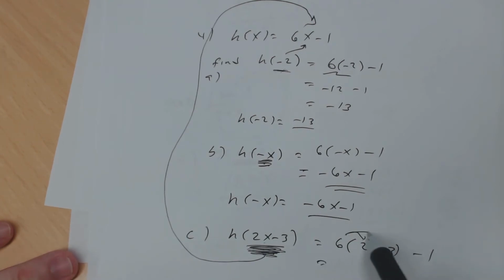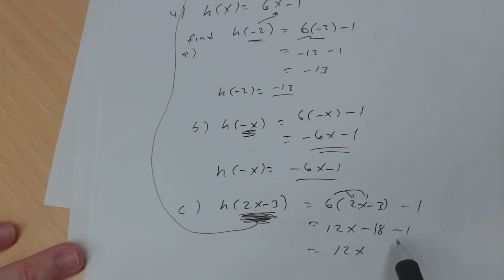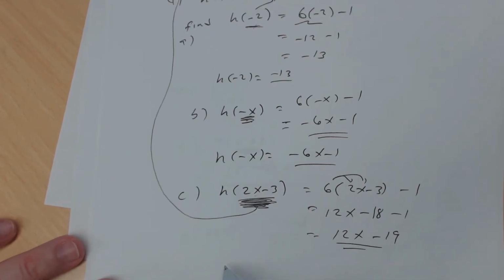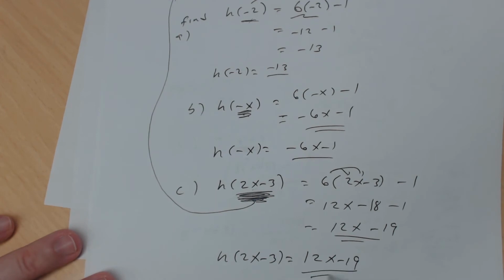Distributing, I get 12x minus 6 times 3 is 18, minus 1. So that's 12x, a negative 18 and a negative 1 is a negative 19. So there's your answer. You'll say h of 2x minus 3 equals 12x minus 19. That's what you'll put in the blank.